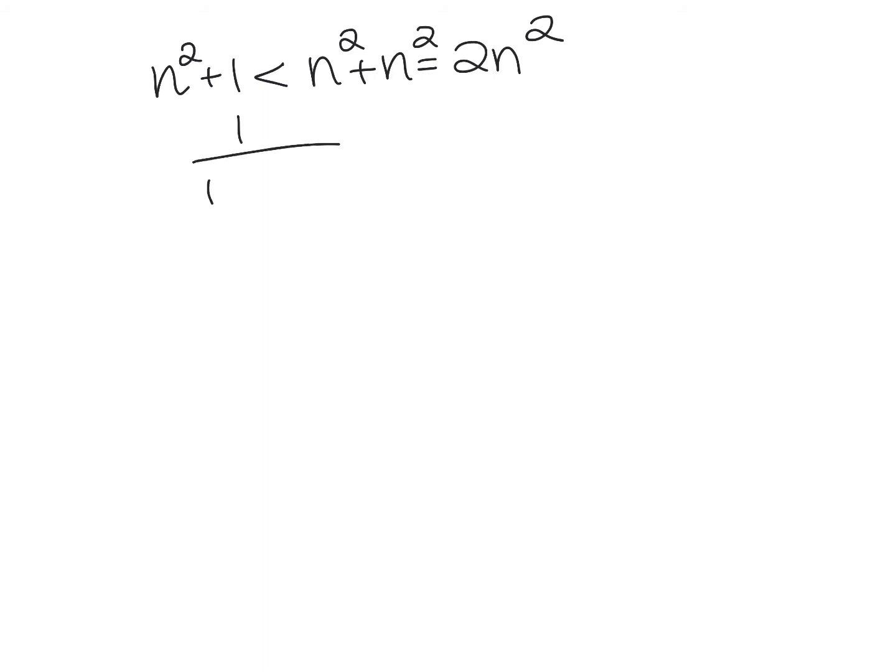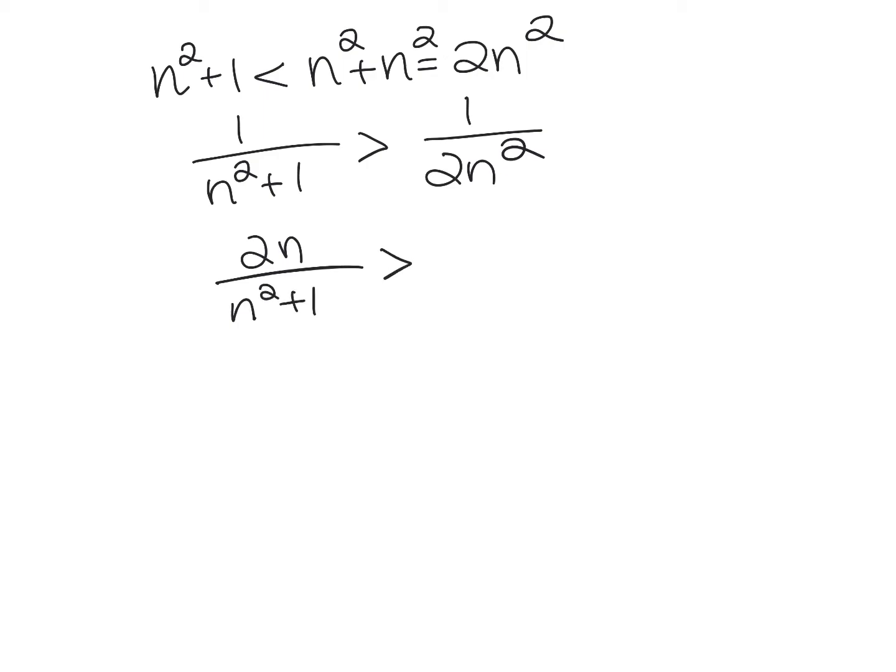So now we have to do some algebra to show the right inequality. We start with n squared plus 1. It is less than n squared plus n squared, which is 2n squared. That's clearly true. And 1 over n squared plus 1 is going to be greater than 1 over 2n squared. And if we put 2n in the numerator, 2n over n squared plus 1 is greater than 2n over 2n squared, which is 1 over n.